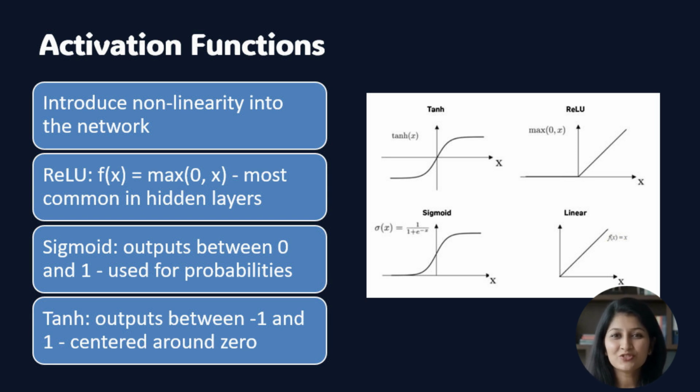Think of trying to separate two groups of points that are spiraled around each other. You can't do it with a straight line, you need curves. Activation functions provide those curves.